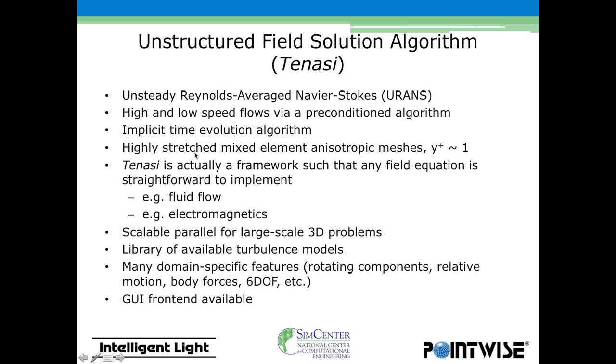It allows for highly stretched mixed elements, so we can do the viscous layers with meshes that are very compact and refined. And we've done Reynolds numbers for hydrodynamic cases that are in the billions. We typically get a y plus of 1 for the first grid point off the wall.